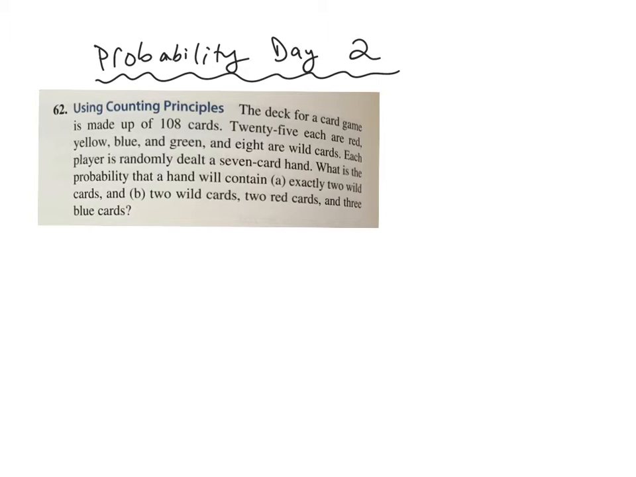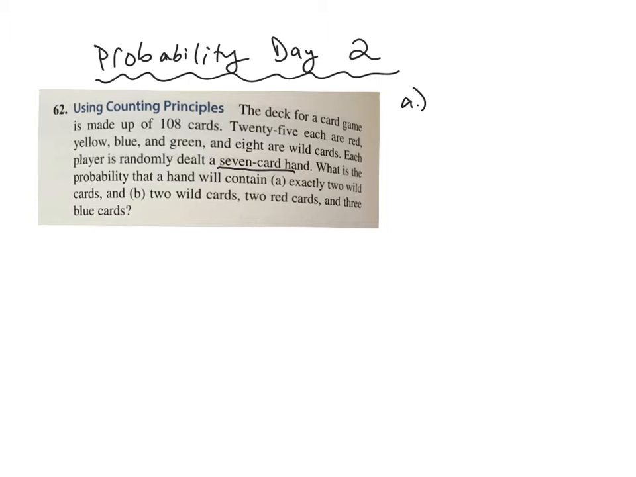The deck for a game is made up of 108 cards. 25 each are red, yellow, blue, and green, and 8 are wild cards. Each player is randomly dealt a 7-card hand. What is the probability that a hand will contain, for part A, exactly 2 wild cards?